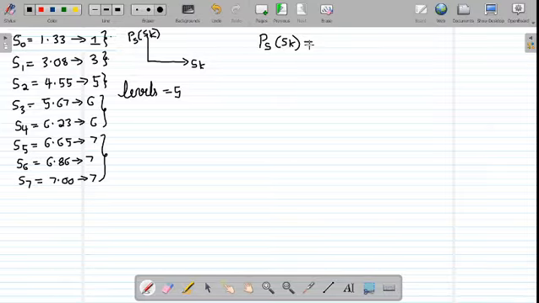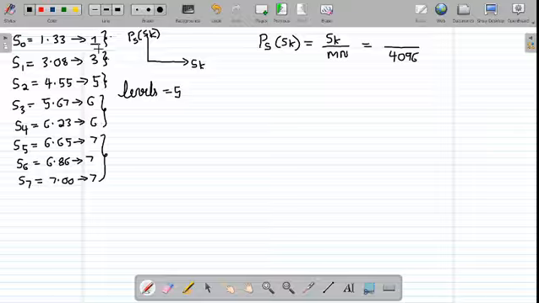In order to find the value of PS of SK, you have the formula: the number of pixels at SK divided by M into N. M into N is nothing but 4096, which is the number of pixels. But for SK, you have the different intensity levels, but you don't know how many pixels are there with these particular levels. So you need to find that.